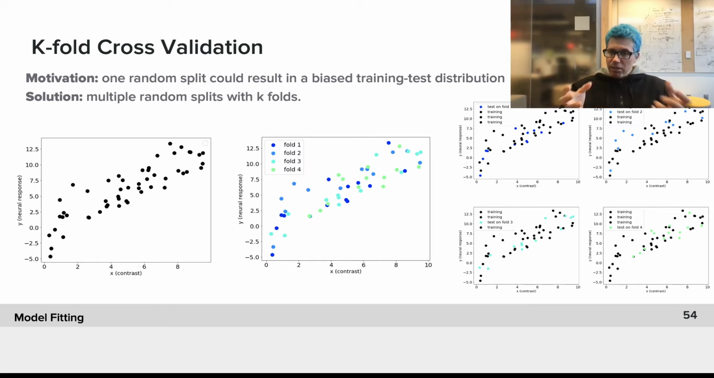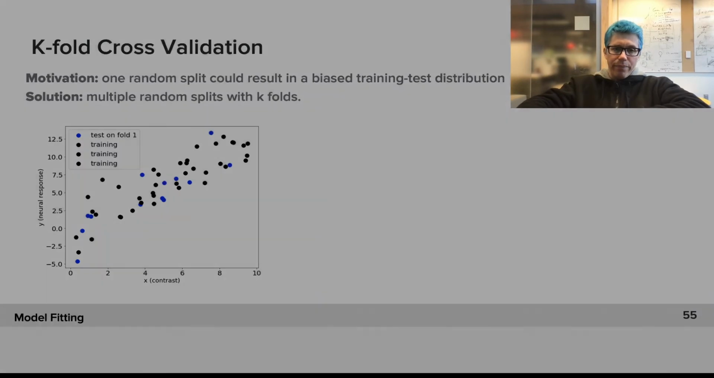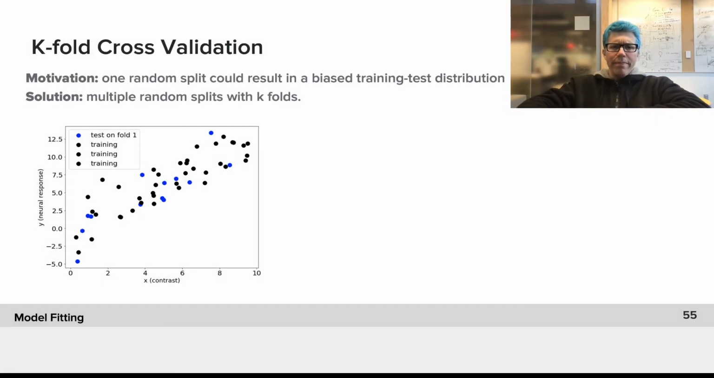So instead of just having 2 data sets, one where we train, one where we test, now we're in that situation where we always predict things based on the other data. The important thing is, if we do cross-validation, we don't have what's called leakage. Leakage is if something from our training set makes it into our test set. So let's go back to cross-validation. If we had just one random split, it could result in a biased training test distribution. The solution is multiple random splits with k folds.